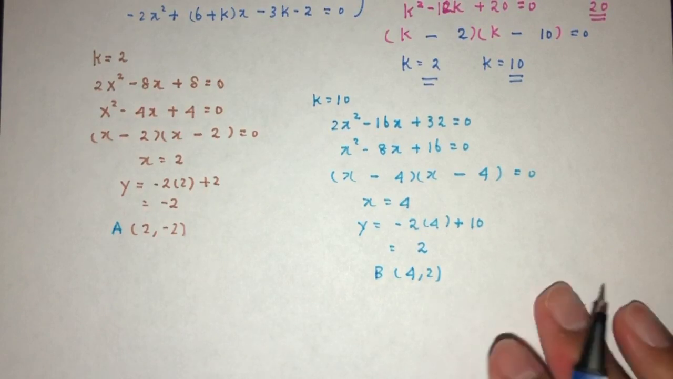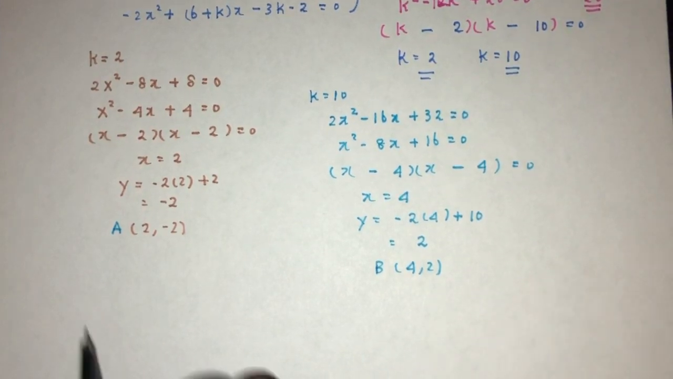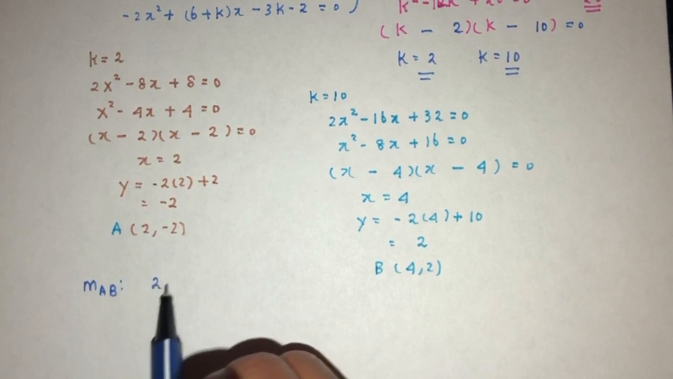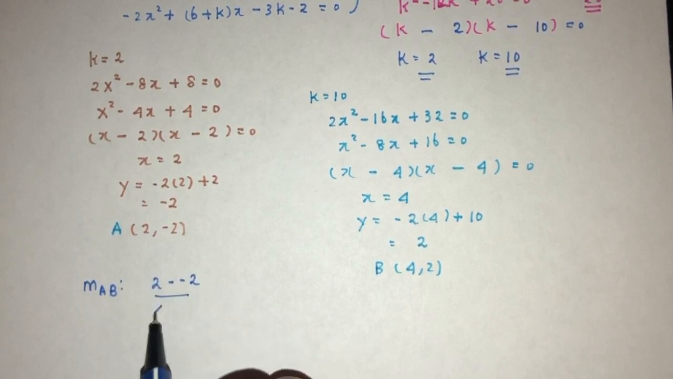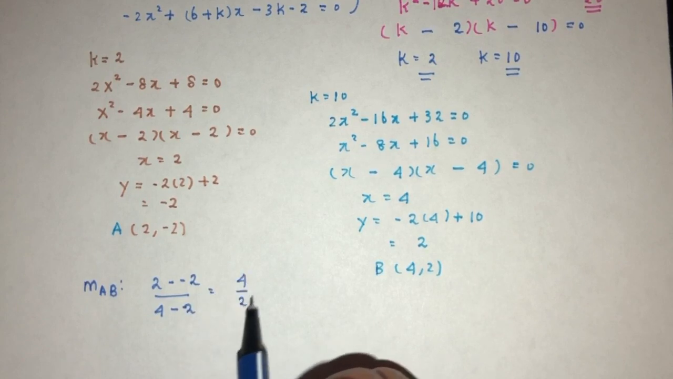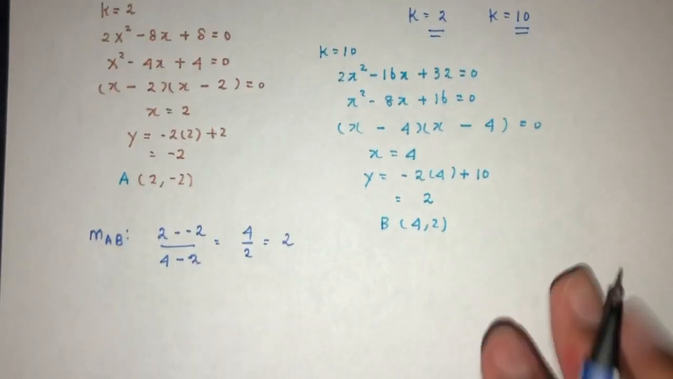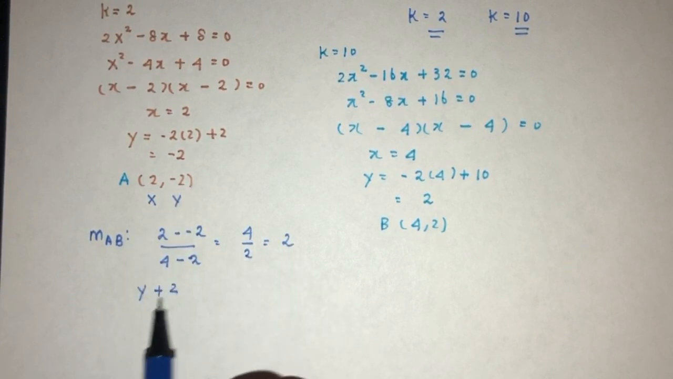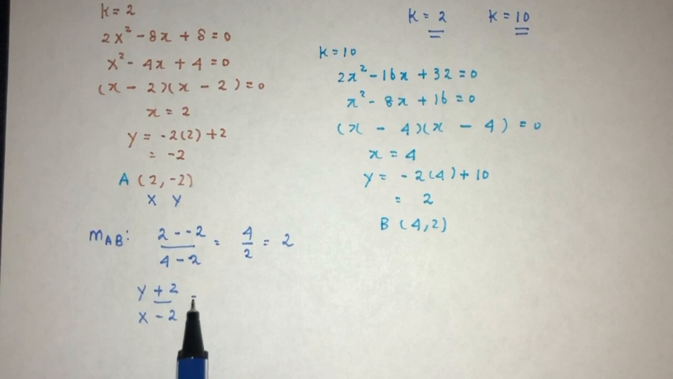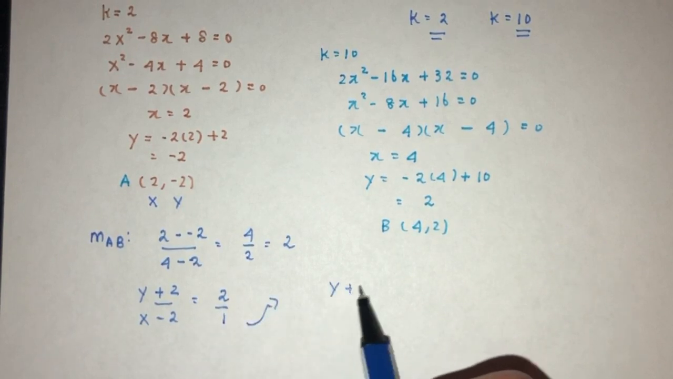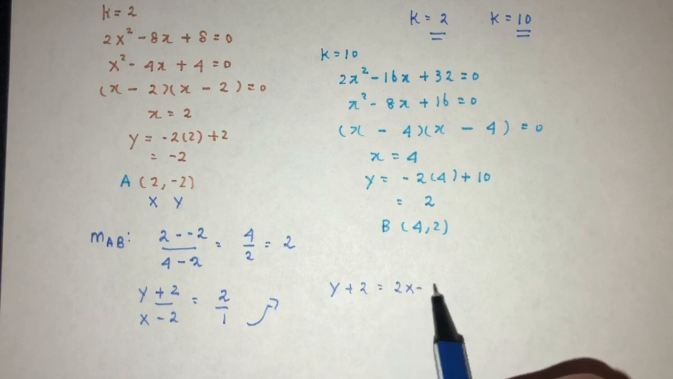Now we have to find the equation of a line AB. So pretty easy. We must first find the gradient AB. That will be y2 minus y1 over x2 minus x1. That should be 4 over 2. That should be 2. Now we have a passing point, x and y value. y minus minus 2 over x minus 2 have to be the gradient. Now we cross multiply, you will have y plus 2 have to be 2x minus 4.